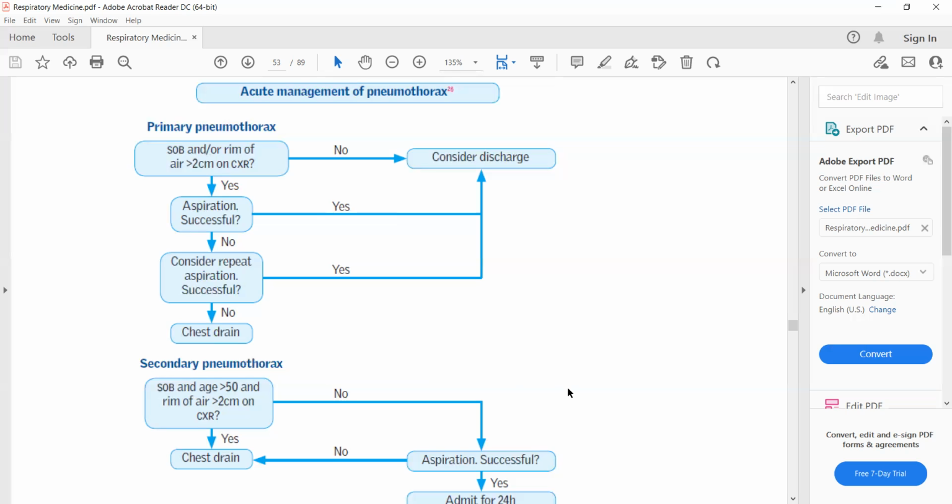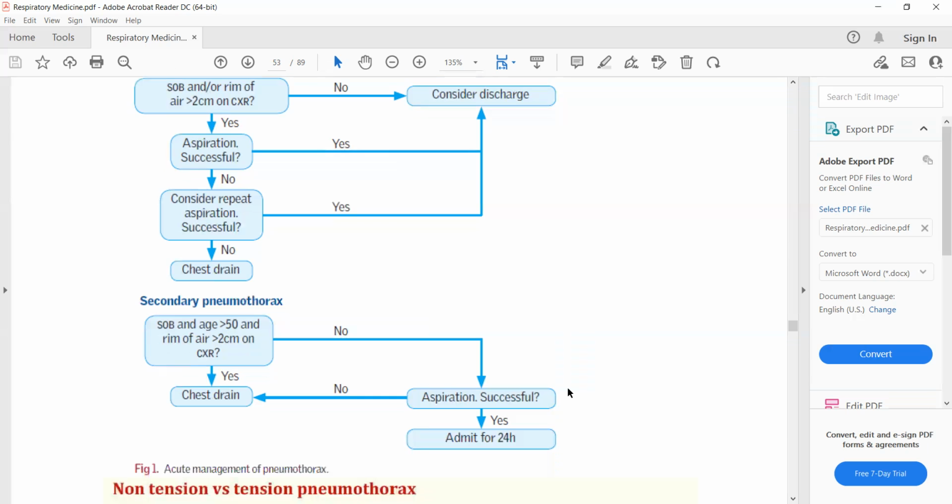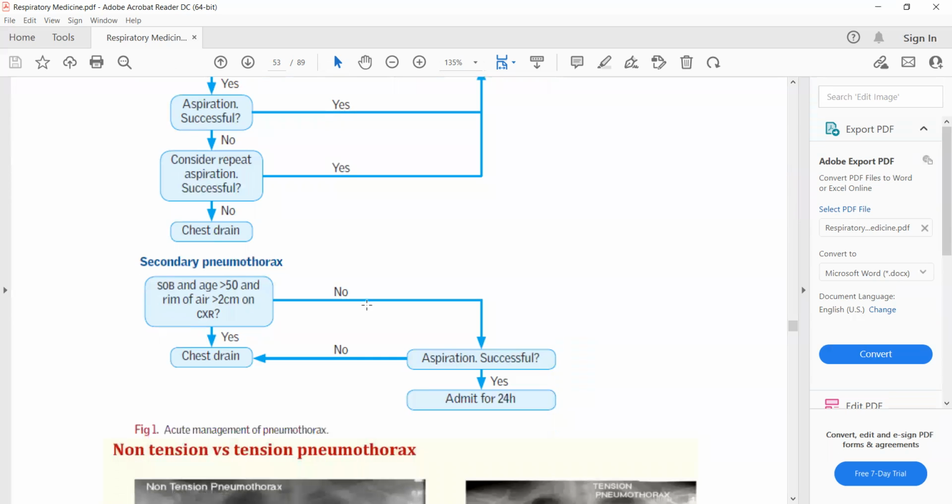Now, secondary spontaneous pneumothorax: shortness of breath and rim of air is more than 2 centimeter on chest X-ray. If yes, we'll put a chest drain. Otherwise, we'll do a needle aspiration. If no, we'll do needle aspiration. And after doing a needle aspiration, we'll admit the patient for 24 hours to observe if he develops further shortness of breath or not.